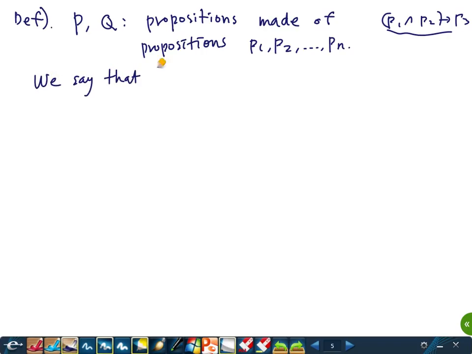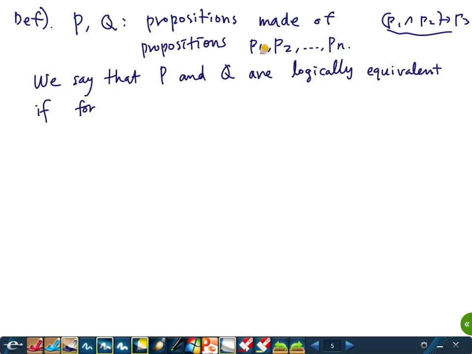We say that P and Q are equivalent, or just logically equivalent, if the following holds. These propositions may have different truth values. P1 may be true or false. There are many possibilities. There are, in fact, 2 to the n possibilities, 2 possibilities for each proposition.